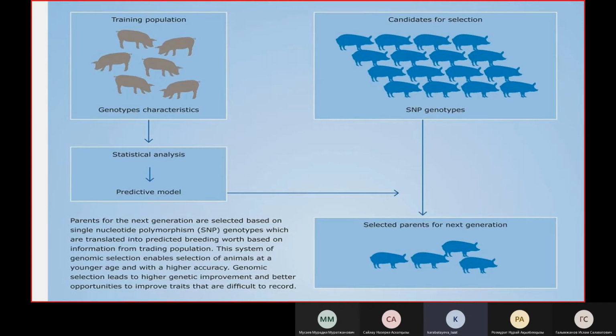The genome of the pig has 18 chromosomes with the X and the Y, and the genome size is smaller than the human, 2.7. The pig is a member of the Artiodactyla, which means the cloven-footed mammal, an evolutionary clade distinct from the primate root. Mainly, the parent of the next generation is selected based on the single nucleotide polymorphism genotype, which translates into predictive breeding values based on the information from the training population. In this way, we select the pig's genome.